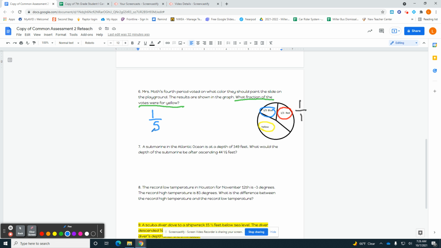So if we have 1/5 voted for blue and 1/3 voted for red, how are we going to determine how many voted for blue and red? Okay. If you said add, you are correct. So you are going to add these two fractions together. But remember, you have to find a common denominator. So you need to list out your multiples of each.